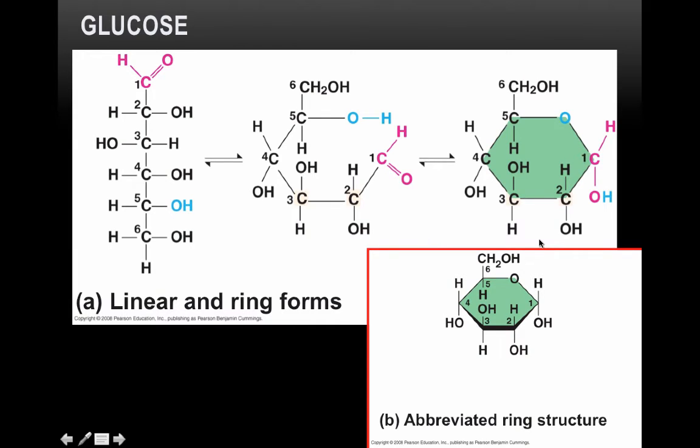Here is the abbreviated ring-shaped structure of glucose. Note that it has the molecular formula C6H12O6, but in this abbreviated structure, you don't see the 6 carbons. That's because every point in this structure represents a carbon, even though it is not shown. Get used to seeing those points in biological molecules or organic molecules and remembering that wherever you see a point, there is an inferred carbon atom.